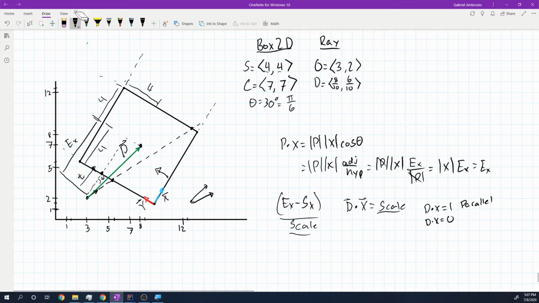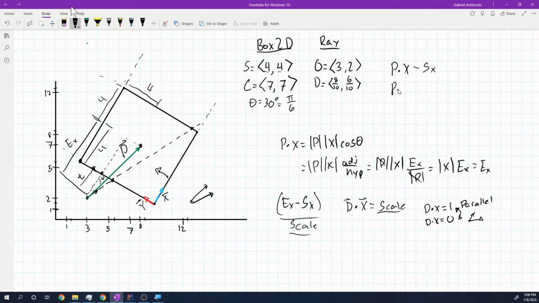So it also makes sense that if D dot X is anything between these two, it's going to give us the appropriate scale for any vectors between parallel and 90 degrees, which is what it does. So visually, this is what's happening. It's super confusing and super complicated, but this is just the way it works. And so what we're going to be doing is P dot X, which will give us this distance from the ray's origin to this x center. And then if we subtract size X, we'll get the intersection point, the distance to intersection of the left side of the box.